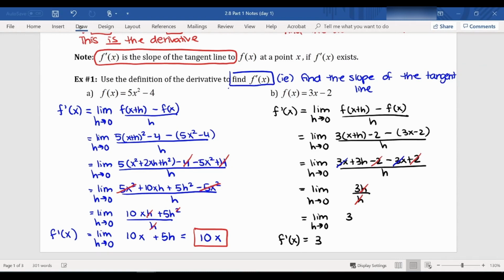Now, I showed every possible step for both of these questions. You might have seen, for example, the blue one, example 1a. You might have canceled out the 4's and the 5x squareds all in one step. Okay. So this is like every possible step you would use for these questions.